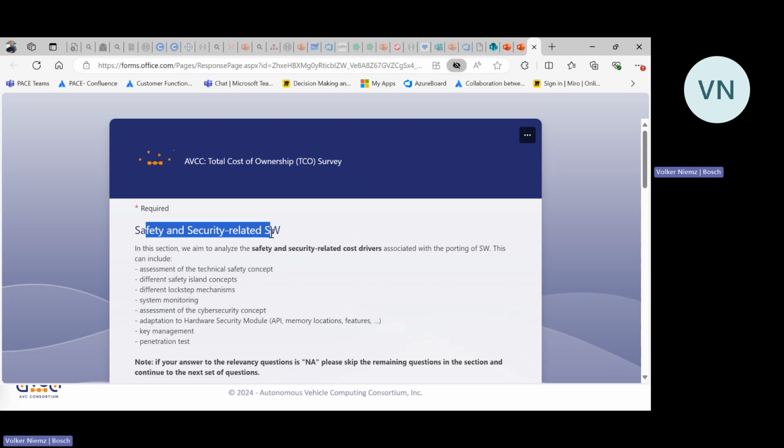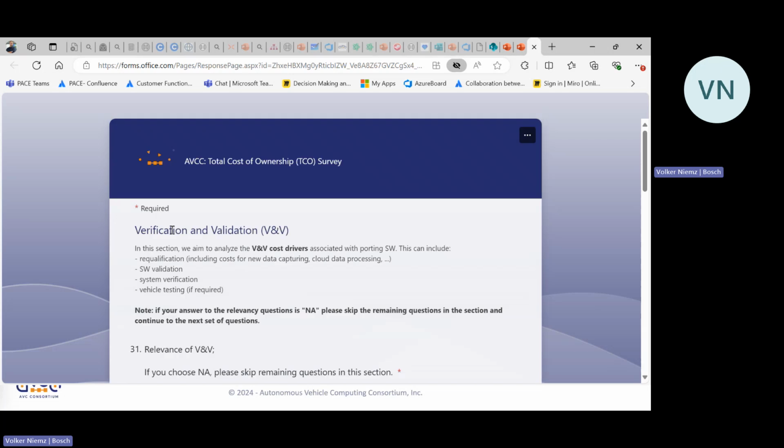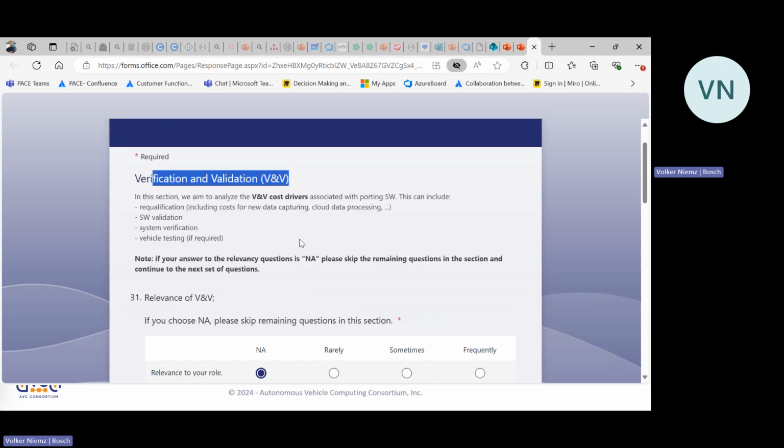About 5 minutes to go in your favorite topics. We just came to the conclusion that the most important thing for you is safety. No, I'm just kidding. Is maybe verification and validation when we port software, and then maybe safety and security. But before we talk about safety and security, let's talk about verification and validation. Neil outsourced that to his suppliers.